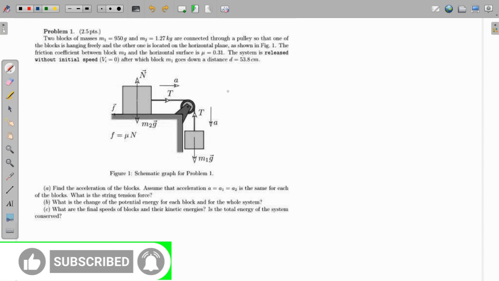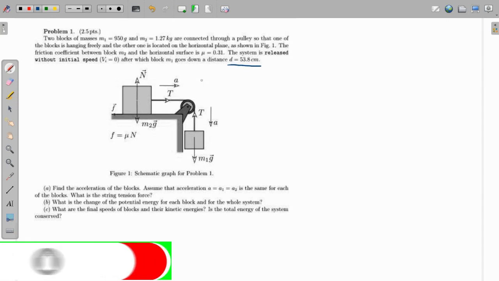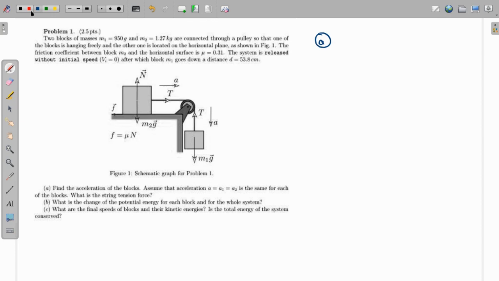And M1 goes down by 53.8 centimeters. So we have to find the acceleration of the blocks and the string tension force as the first part. So let's make the Newton's law equations. For M1, that's going to be M1g minus T is equal to M1a. And for M2, that's going to be T minus F is equal to M2a. Let's call this equation 1.